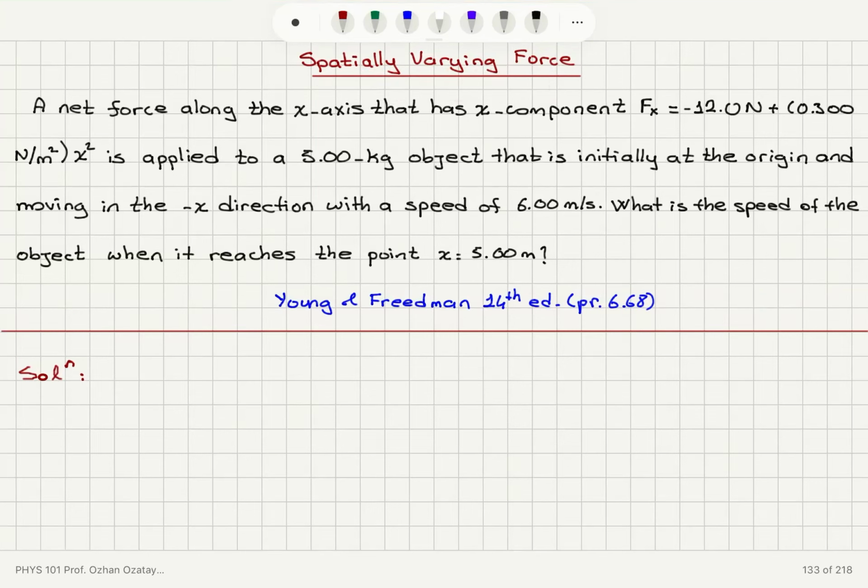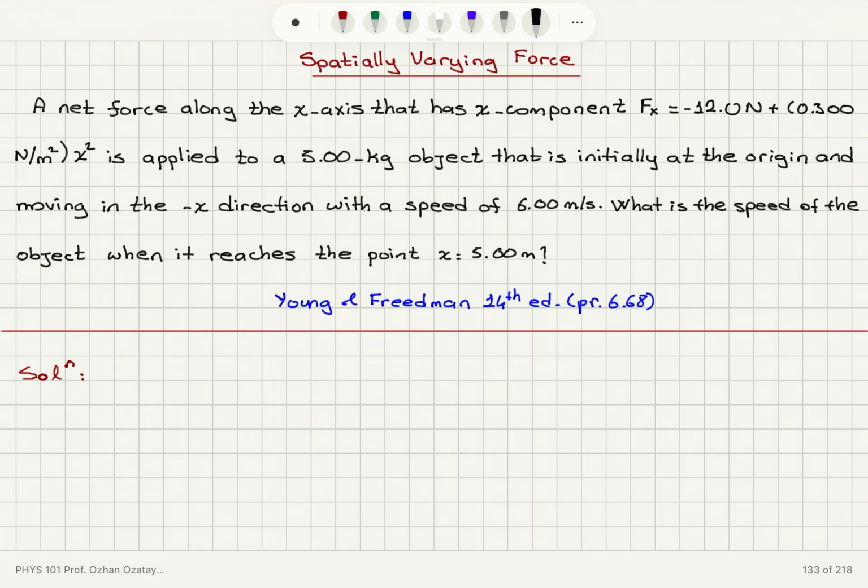Spatially varying force. A net force along the x-axis that has x component F sub x equals minus 12 newtons plus 0.3 newtons per meter squared times x squared is applied to a 5 kilogram object that is initially at the origin and moving in the minus x direction with a speed of 6 meters per second. What is the speed of the object when it reaches the point x equals 5 meters?